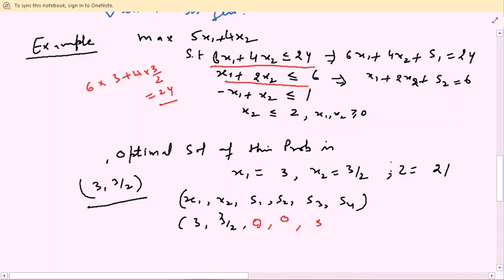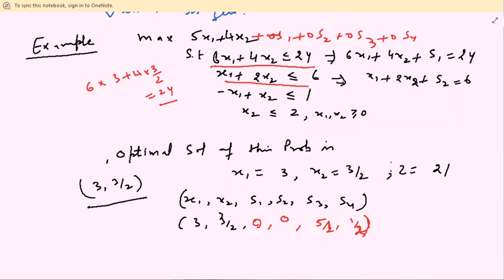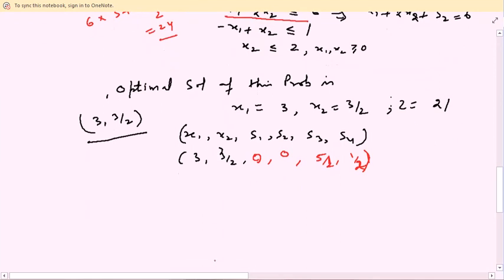The value of the third constraint's slack variable comes out to be 5 by 2 and 1 by 2. So this is the complete optimal solution of the problem, right? Of course, we can write here 0, 0, s1 plus 0 s2 plus 0 s3 plus 0 s4 if we are writing the problem in standard form. But the more important point is that we must understand what is the optimal solution of the dual problem. So this is 5 by 2.